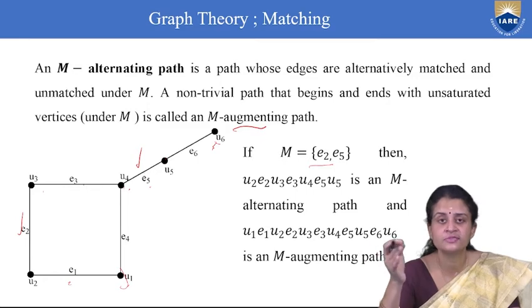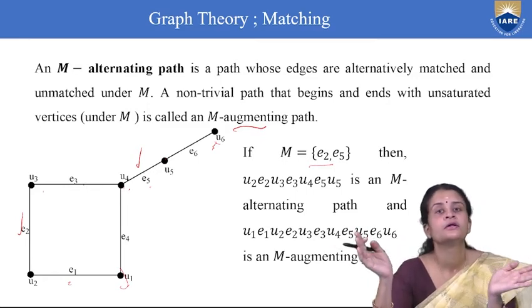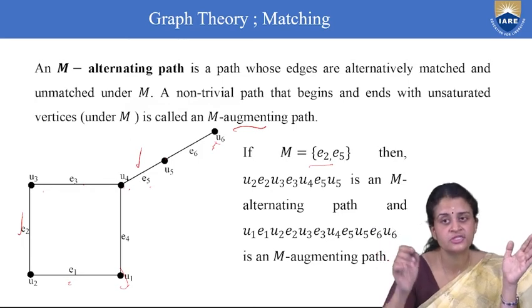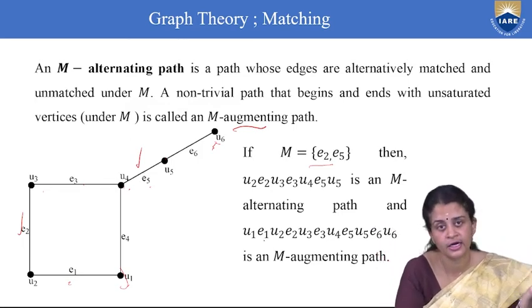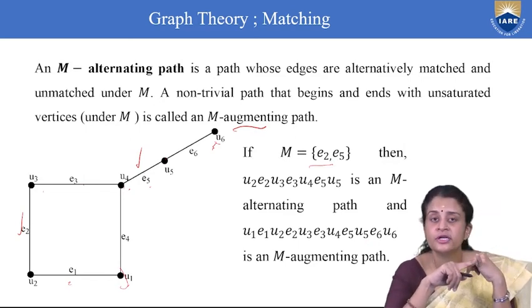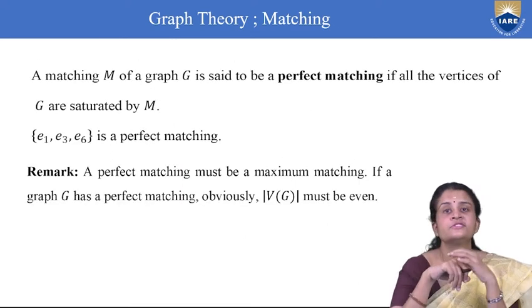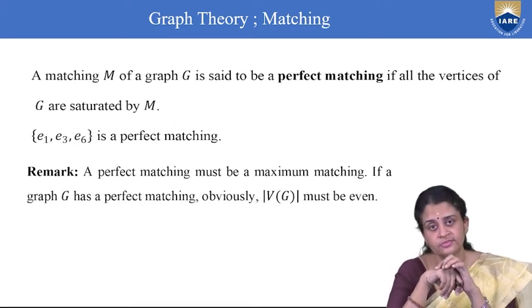So obviously, the first edge that comes in this path will be an unmatched edge, and the ending edge will also be an unmatched edge. So that is what an M alternating path and an M augmenting path are. Hope it is okay. Now we'll see what a perfect matching is.